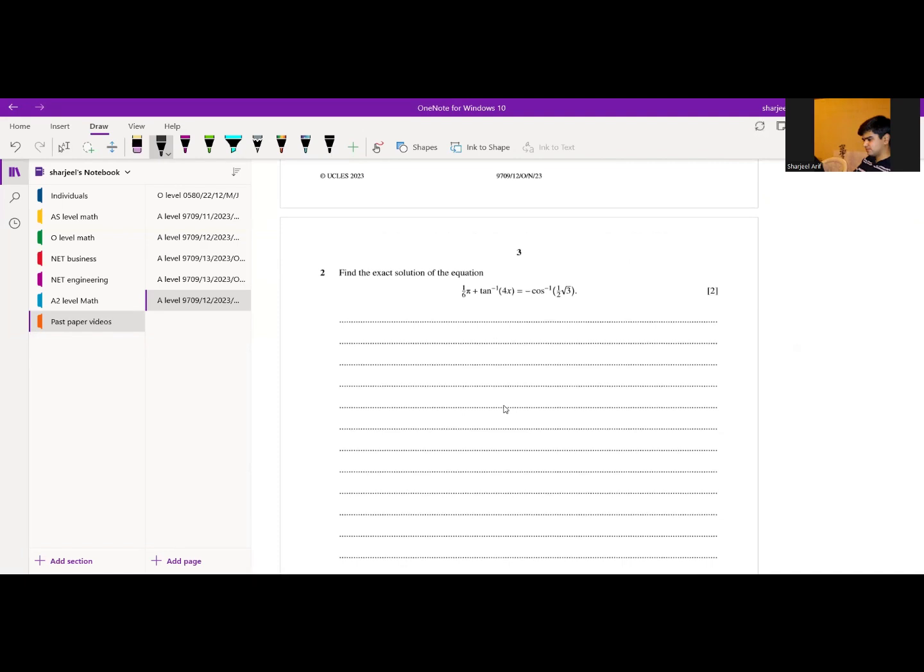It's from trigonometry. So we have to find the exact solution of the given equation. For this, we have to find the value of cos inverse root 3 by 2. That would be equal to pi by 6, and we have a negative sign here, so we will write it as pi by 6 plus tan inverse 4x equal to minus pi by 6. So this will be equal to, sorry, pi by 6, minus pi by 6, minus pi by 6.